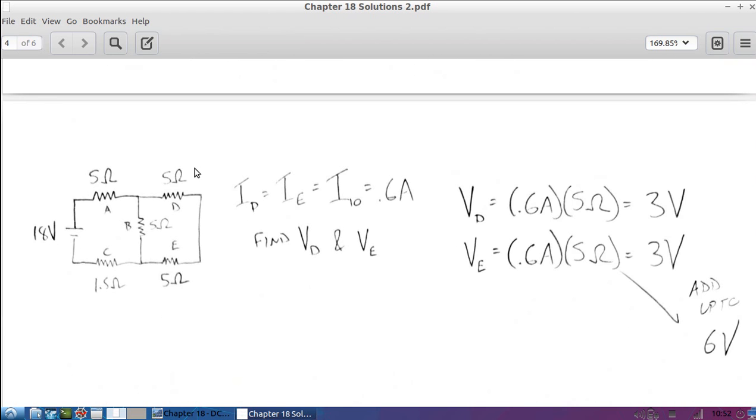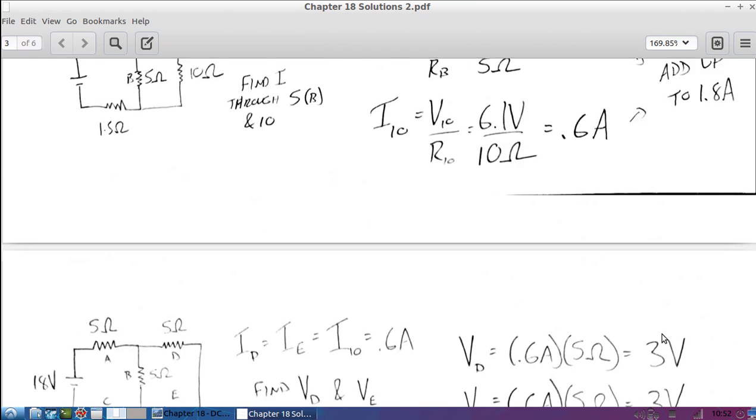So when I split this up into two 5 ohm resistors again, I know that the current going through resistor D and resistor E is 0.6 amps. So I'm going to use this current and their individual resistances to find the voltage drops across them. They have the same resistance, so they're going to have the same voltage drop. 0.6 amps times 5 ohms is 3 volts. 0.6 amps times 5 ohms is 3 volts.